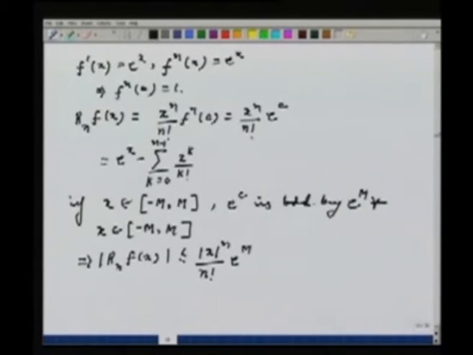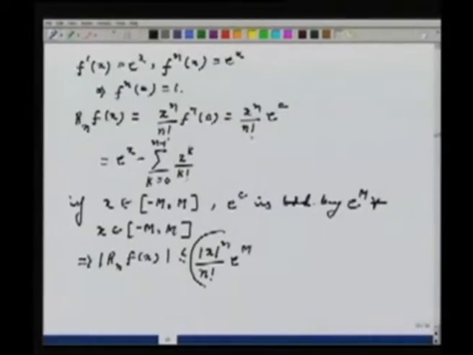So I get that Rn fx is less than or equal to mod x power n divided by factorial n into e to the power m. Now in e to the power m there is no n dependence. The n dependence is only on mod x and factorial n. But I have already established that the first factor goes to 0 as n goes to infinity, and e to the power m is a constant. So this goes to 0 as n goes to infinity.